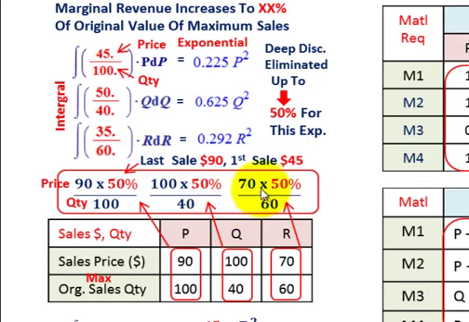And same thing for R. You're just going to take your original sales price of 70, so 50% of that gives you 35, and our original sales quantity is 60. So you end up with a fractional amount of 0.292 times R squared. So that's your integral, or exponential increase, that you're looking at as far as your marginal revenue is concerned for this problem. Okay, so that's how we account for our marginal revenue.